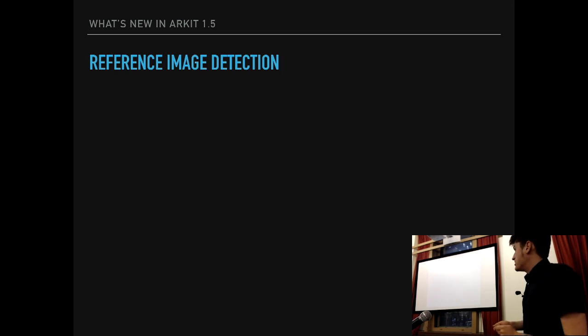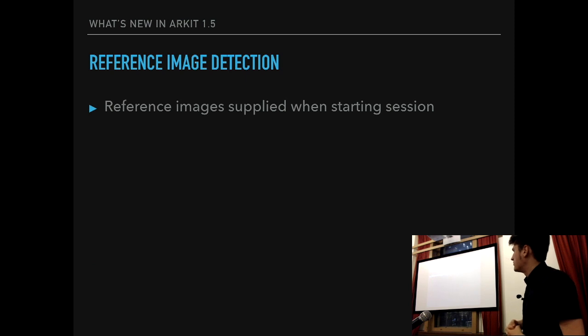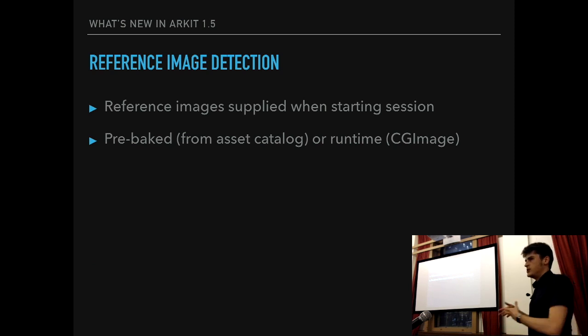Reference image detection, in my opinion, is the most exciting feature of 1.5. So you can supply images, the reference images, and their real world size when starting the session in the form of either CGImage, so you can effectively create those reference images at runtime, or you can just specify pre-baked images from your asset catalog. Asset catalog in Xcode 9 point whatever it is these days supports adding pre-baked reference images for ARKit.